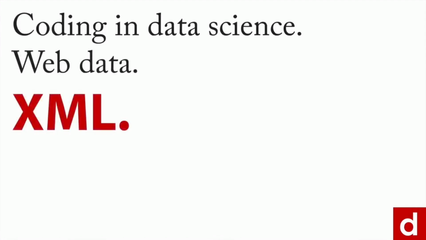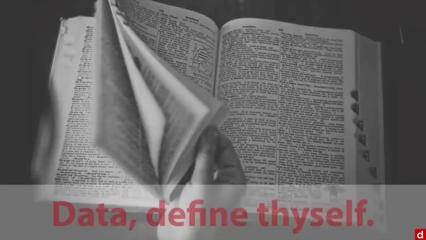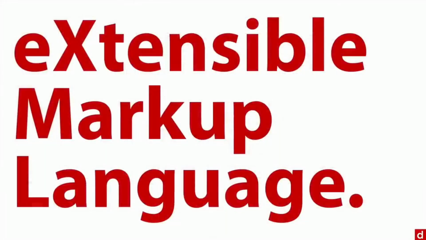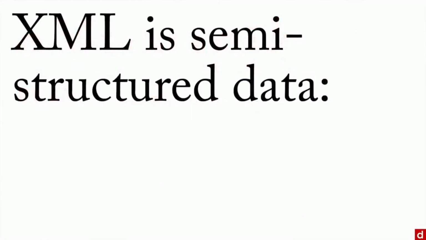The next step in coding in data science when you're working with web data is to understand a little bit about XML. I like to think of this as the part of web data that follows the imperative, data define thyself. XML stands for Extensible Markup Language. And what it is, XML is semi-structured data.